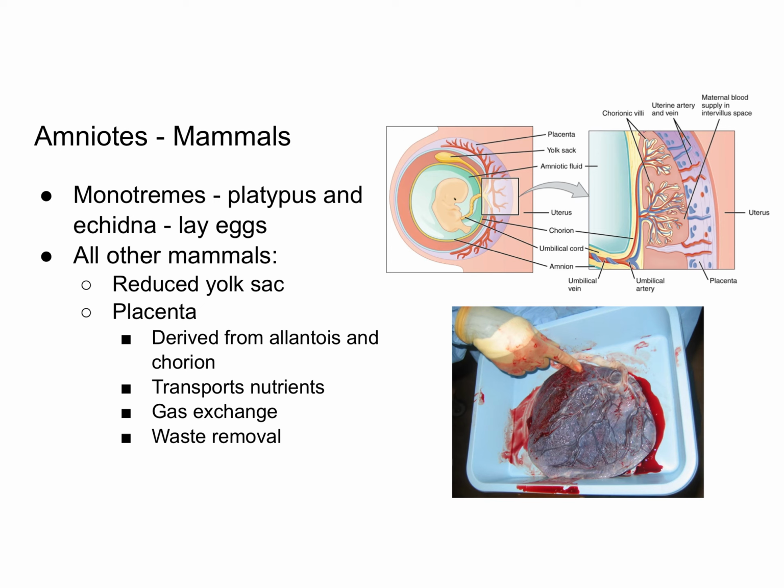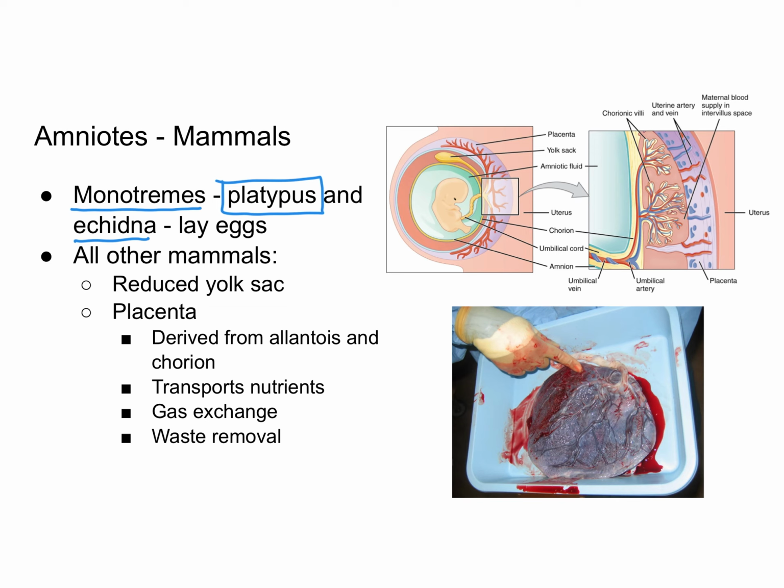Most mammals do not lay eggs, but the one exception to this are a group of animals known as monotremes. The one that you're probably most familiar with is the platypus. There's also another kind of monotreme called an echidna. These are ones that actually lay eggs on land, and we'll talk about them more when we talk about the different types of mammals.